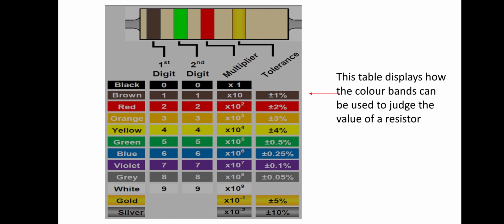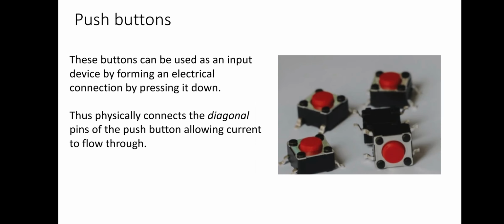Now, with this table you can see how the color bands on a resistor can be viewed to dictate what value the resistor is. So if you have a resistor and you're not sure what value it is, just look at the color bands, get a table like this, and you'll be able to work out roughly what the ohm value is. Push buttons, self-explanatory.